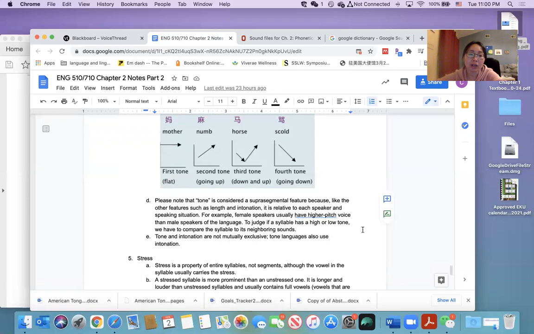Tone and intonation are not mutually exclusive. Tone languages also use intonation. For example, if you want to ask the question, did you take the exam? Then you say, 你考试啦. If you want to say, you took the exam, you can say, 你考试了. We have tone and intonation in combination in the two statements. One is asking a question, 你考试啦? One is making a statement, 你考试啦.